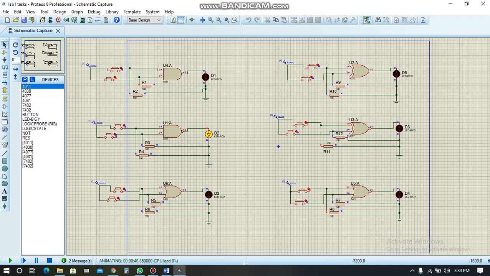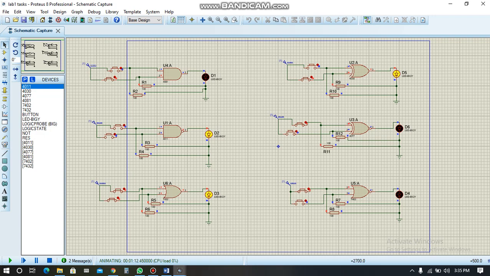Next is the OR gate. In the OR gate, we see that if both are low, we get a low signal in the output. If any one or both are high, we get a high signal in the output. Next is the XOR gate, exclusive OR gate. We see that if both are low or if both are high, we get a low signal in the output. If one is high and one is low, then it gives a high signal in the output.